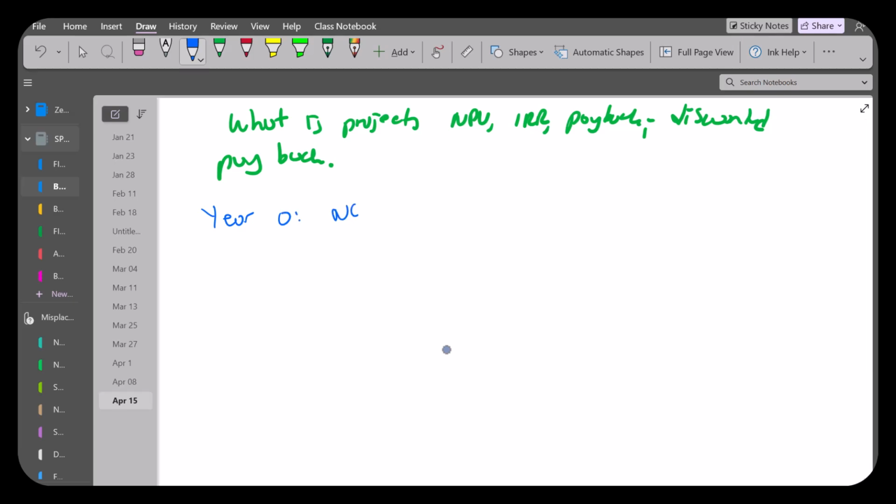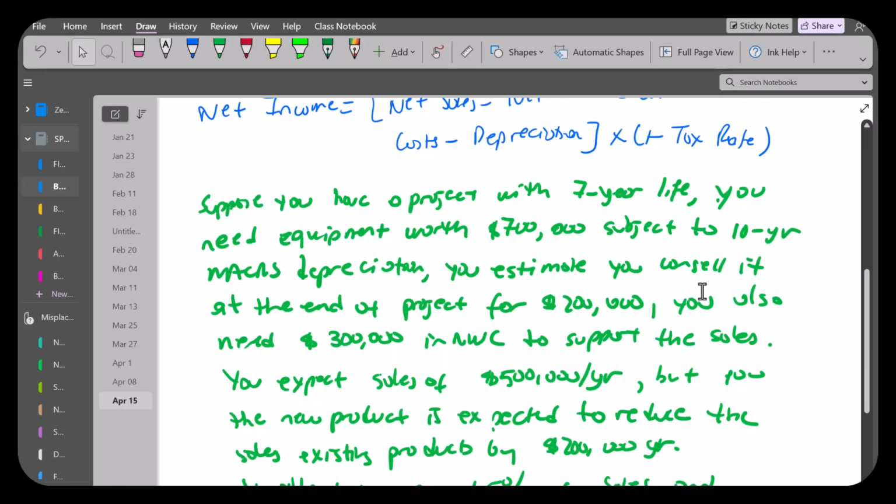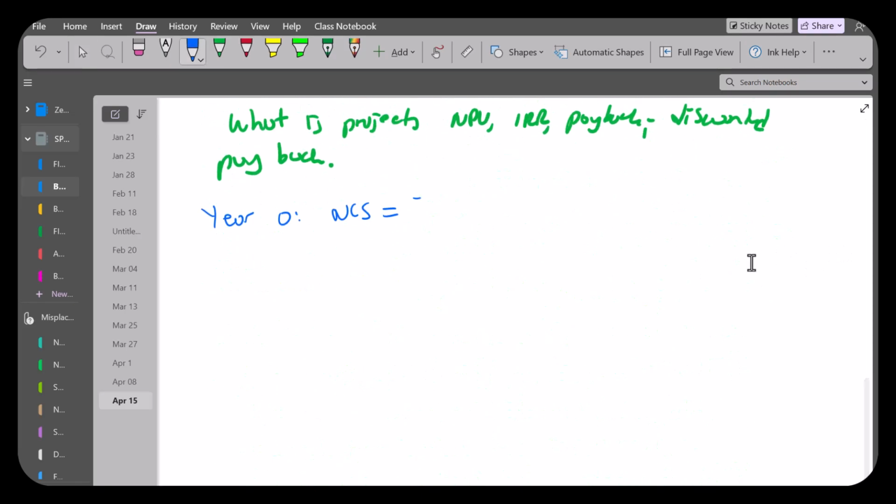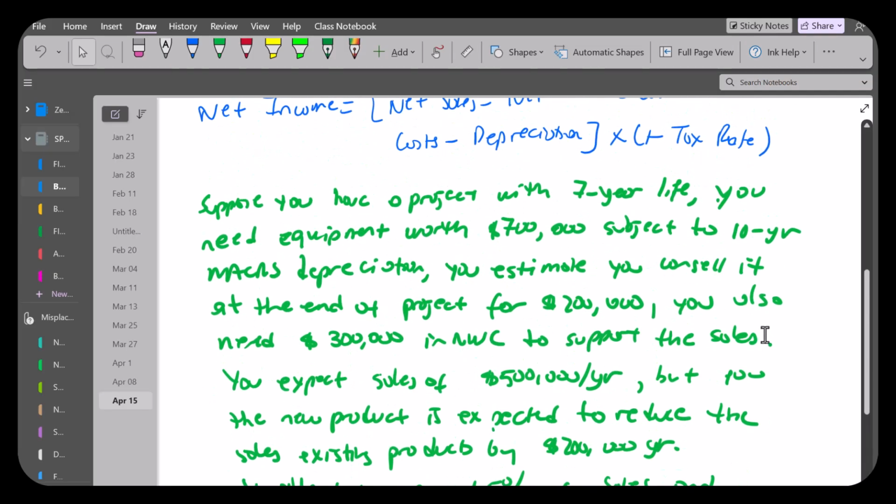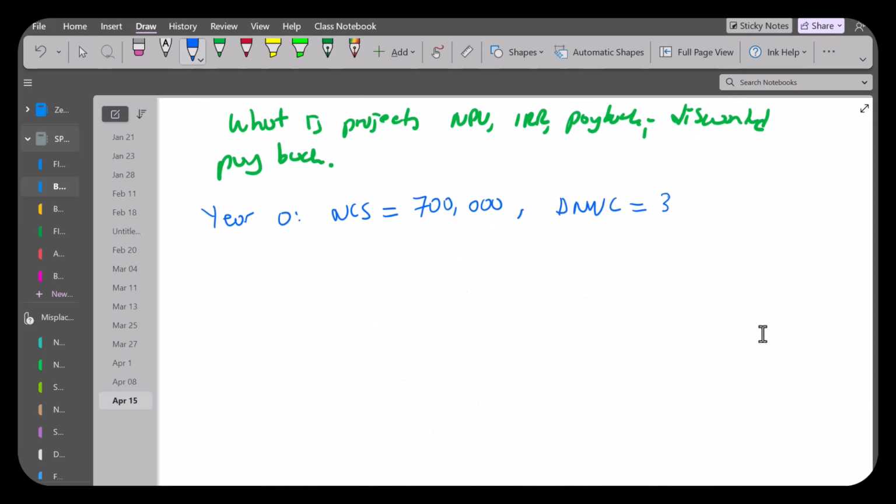Year zero net capital spending. I'm spending 700 grand on the equipment, so I'm just going to put that in. That's easy. Change in net working capital is 300. Obviously, OCF is zero in year zero, and CFFA is going to be negative $1 million.